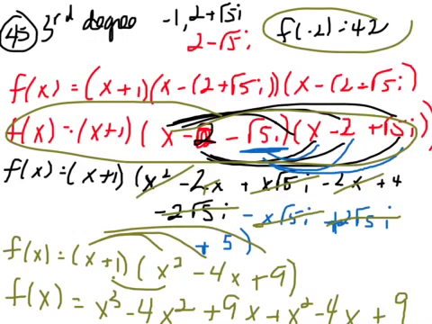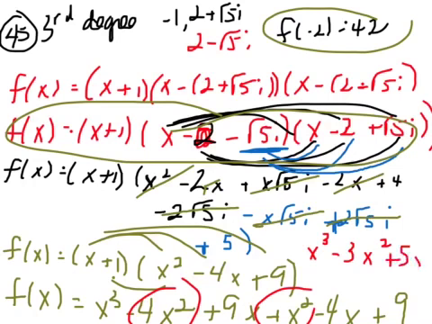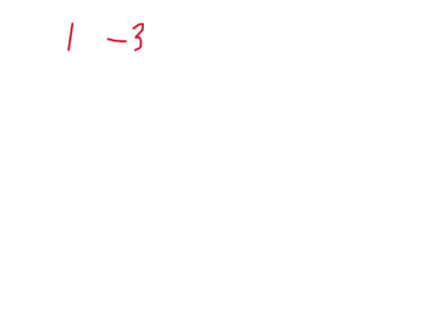I have x cubed, so I'm just going to come over here so I can try to remember what I had. x cubed minus 4x squared plus x squared would be minus 3x squared. And then I've got 9x minus 4x is 5x. And then plus 9. Okay, so 1, negative 3, 5, 9, and it was cubed. 1x cubed minus 3x squared plus 5x plus 9 is what I've got so far.